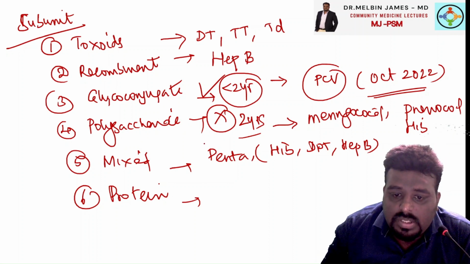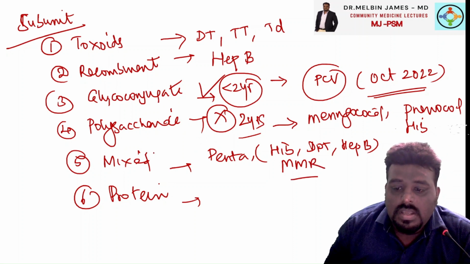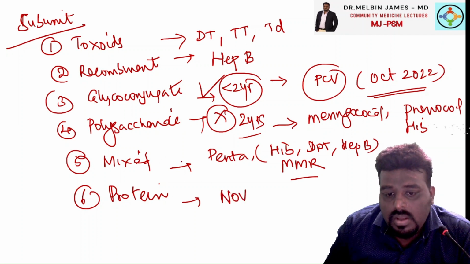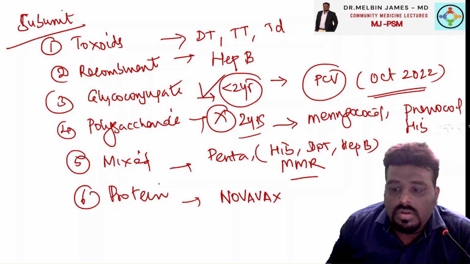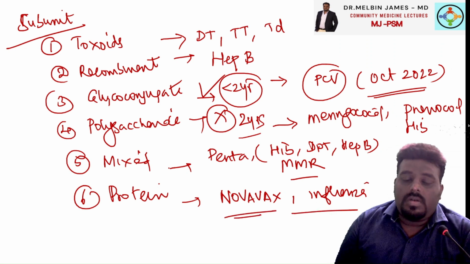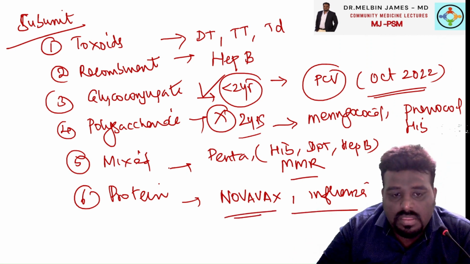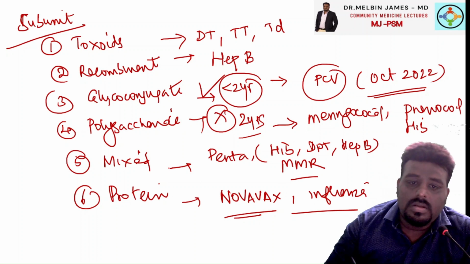Another example is MMR: measles, mumps, and rubella. So these are the mixed vaccines, and the protein vaccine is our COVID vaccine, mainly the Novavax vaccine. One of the vaccines under COVID is Novavax, and influenza is also a mixed vaccine. You should just remember the examples, and it can be asked which type of subunit vaccine this vaccine belongs to, apart from the live and killed vaccines.